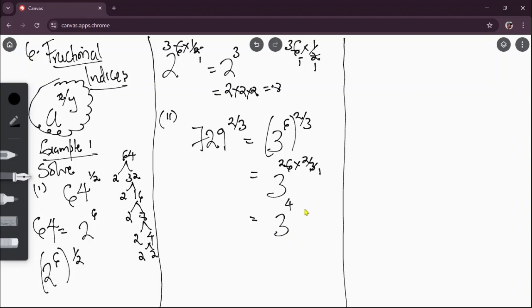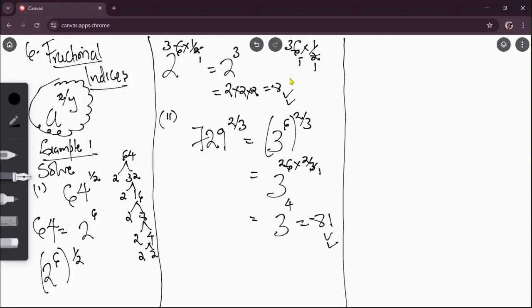I can leave my answer in this form, or I can go ahead and ask myself, what does 3 power 4 mean? This is 3 multiplied by 3 multiplied by 3 multiplied by 3, 4 times, and my answer is 81. Depending on the instruction, I can leave my answer this way, or I go ahead and work it out. So this is my answer.